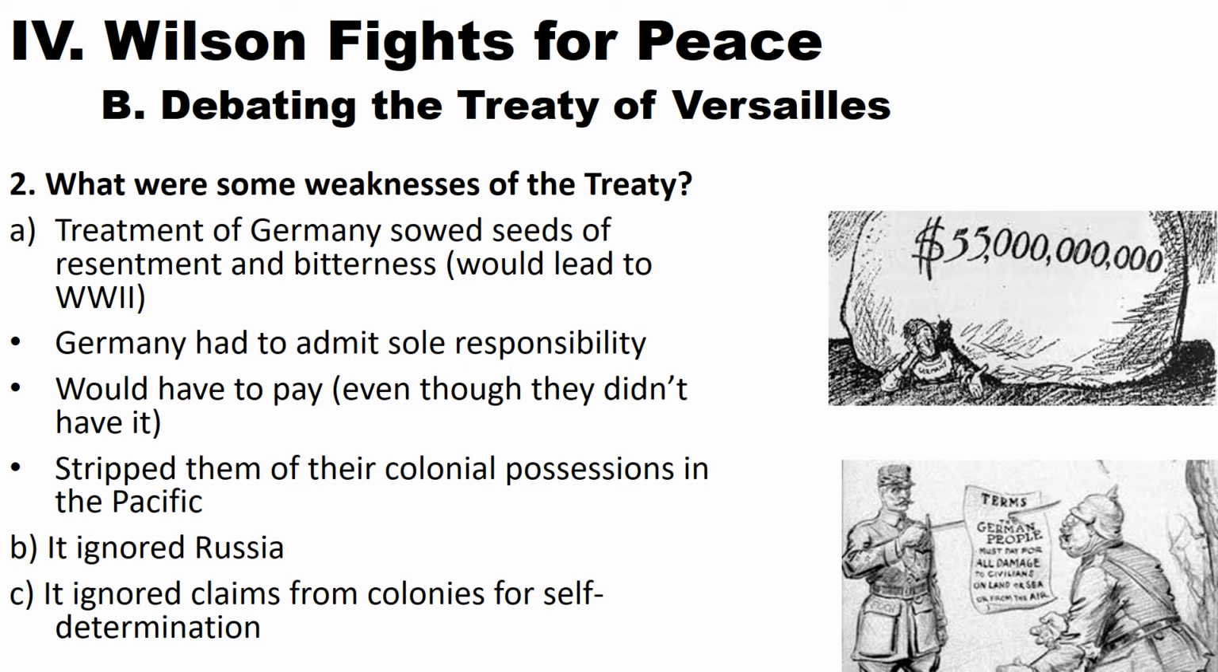The treaty also ignored Russia, mostly because Russia went through their revolution and they had to bow out of the war, and so they kind of left it alone and actually took lands away from Russia. Russia actually loses more land than Germany, actually. And finally, it really ignored some of those claims for these colonies to become independent, to claim that self-determination.